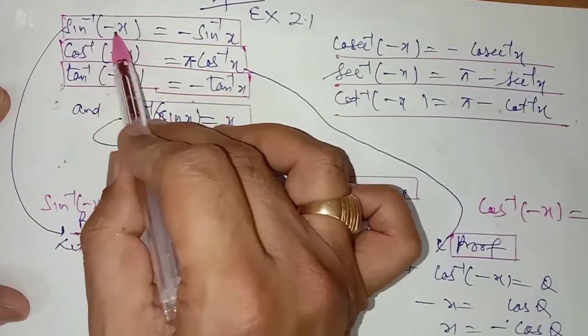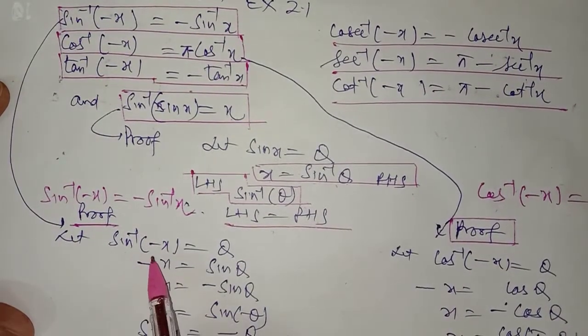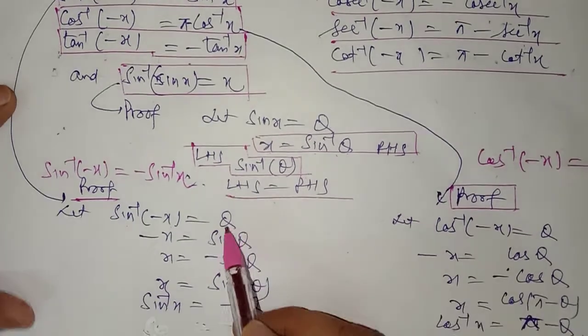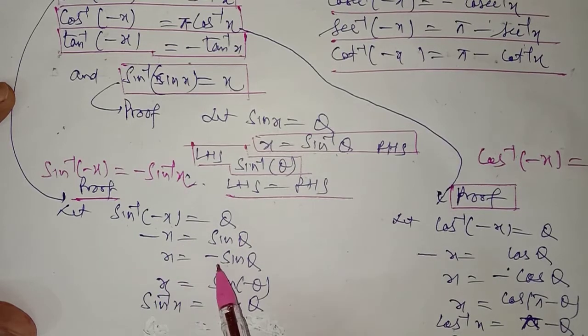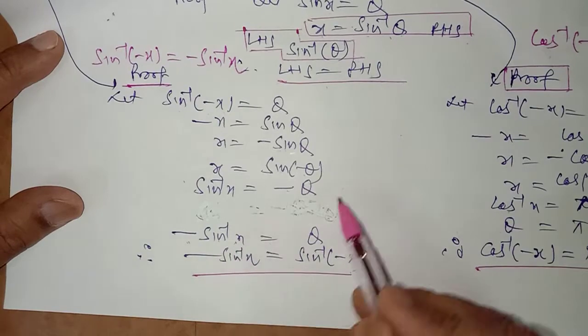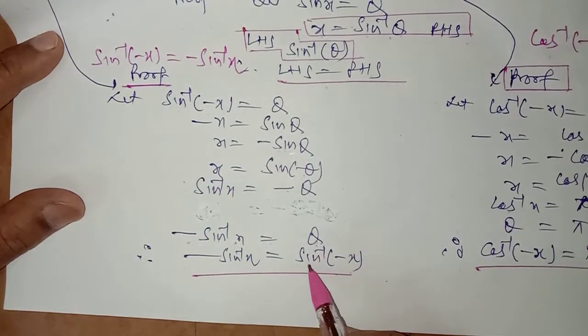Now I'll prove that sine inverse minus x is equal to minus sine inverse x. Let sine inverse minus x be equal to theta. Now if you remove the sine inverse, we have sine theta equal to minus x. Take the minus to the right hand side. We know that sine minus theta is equal to minus sine theta. Take this sine to the left hand side, so it becomes sine inverse x, and take the minus to the left hand side, so it becomes minus sine inverse x. On the right hand side we have theta, and we let theta be sine inverse minus x. So sine inverse minus x is equal to minus sine inverse x.